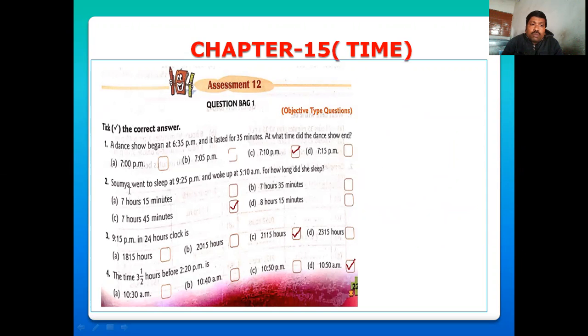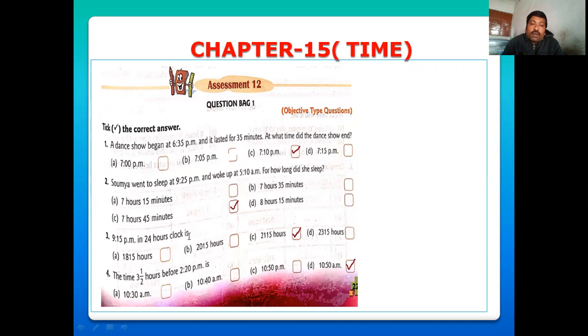Question number 2. Soumya went to sleep at 9:25 p.m. and woke up at 5:10 a.m. For how long did she sleep? We can solve this type of question in the same way. First, we will convert 9:25 p.m. into 24-hour clock time and 5:10 a.m. into 24-hour clock time and subtract. When we subtract, we get 7 hours 45 minutes, and the answer will be C.